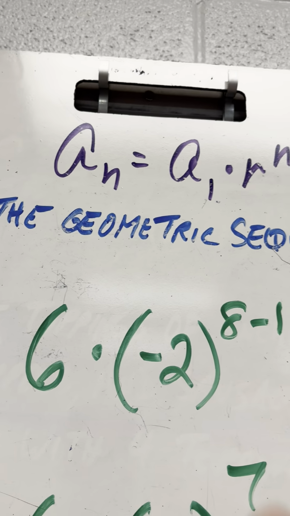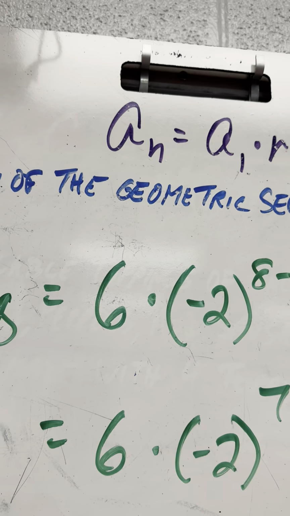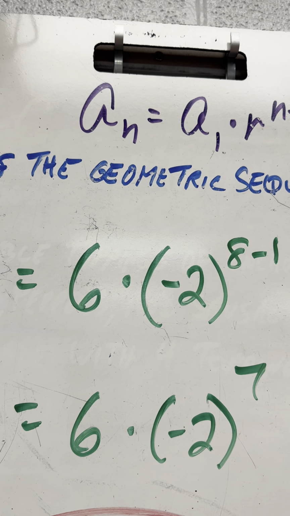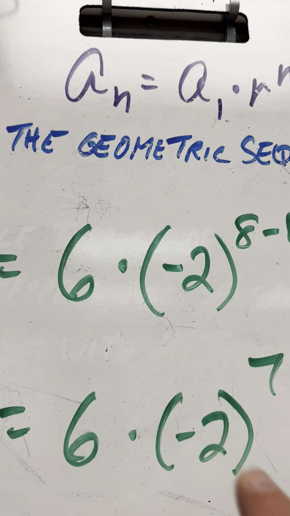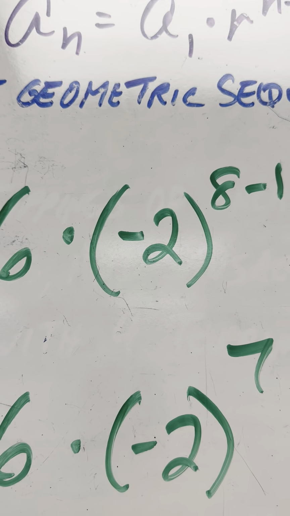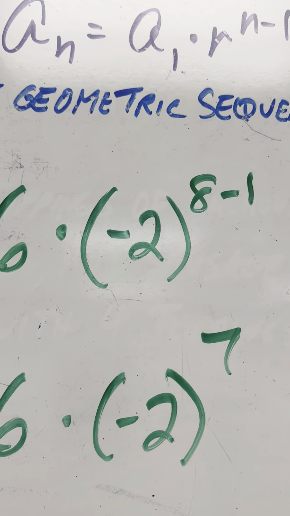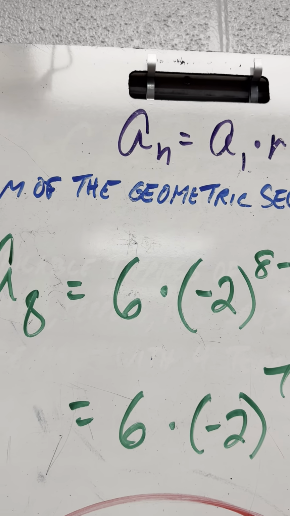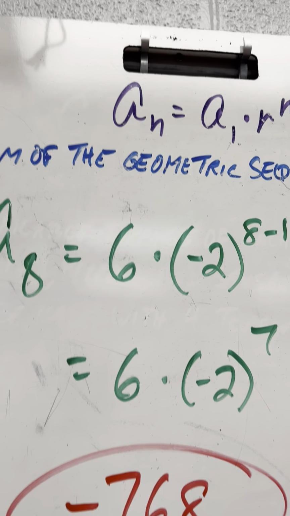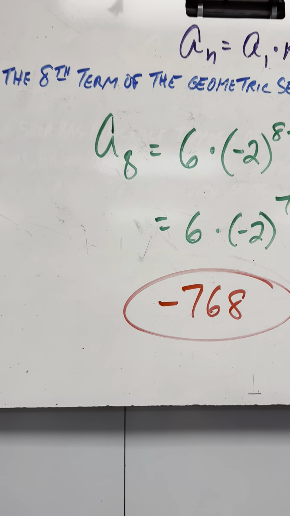You have to put the negative 2 in parentheses, okay? Because if you don't do that, then it does 2 to the 7th power and then makes it negative, whether it's a positive or a negative here. So you have to put the negative in parentheses. And type 6 times negative 2 to the 7th power, you're going to get negative 768.